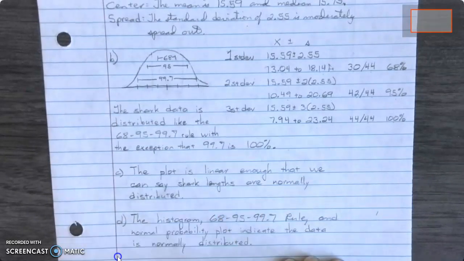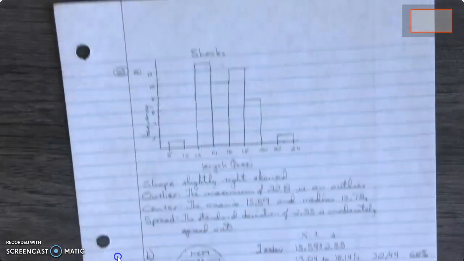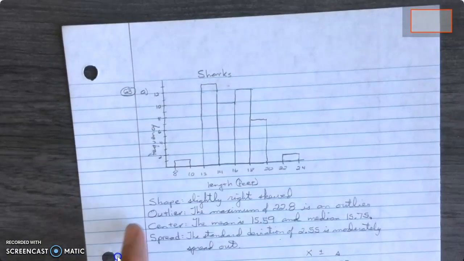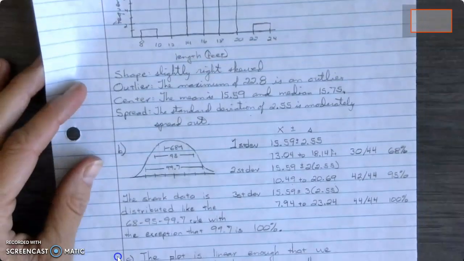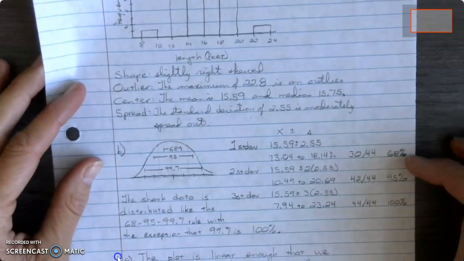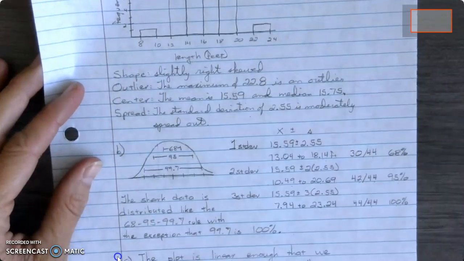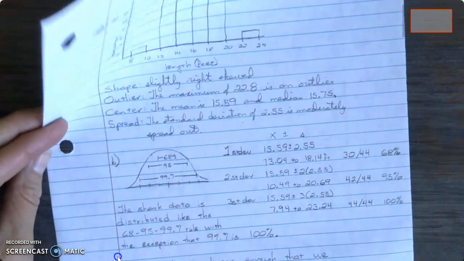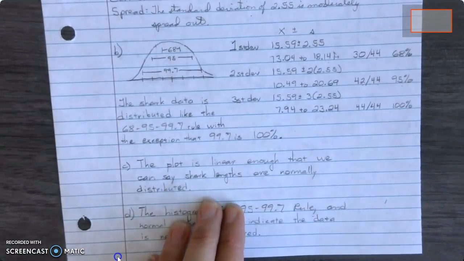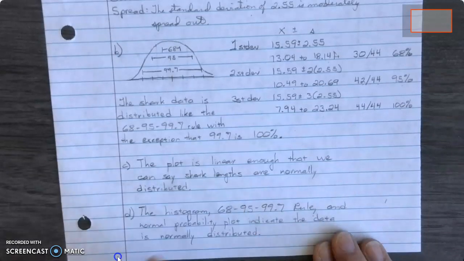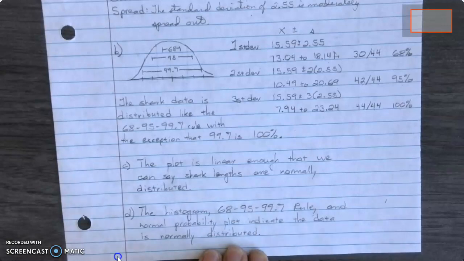And then D wanted us to use all the parts A, B, and C and say, is this normal or not? So I said, the histogram was fairly normal. We found that shape, center, and spread as being fairly normal, with the mean and median really close together. Then we noticed that our data, when we actually figured out how many are 1, 2, and 3 standard deviations away from the mean, matched the 68-95-100 rule. And with the normal probability plot that the internet can create for me, I saw that it was linear. And I can overall then say that our data is normally distributed.